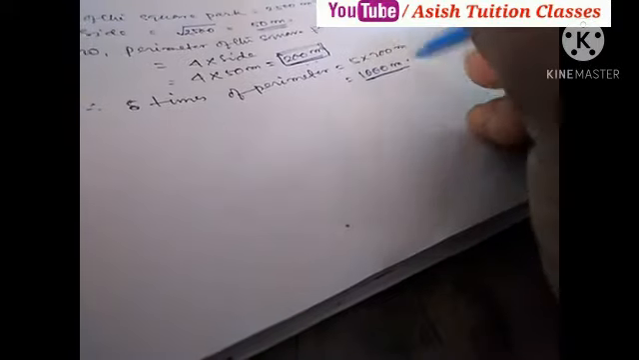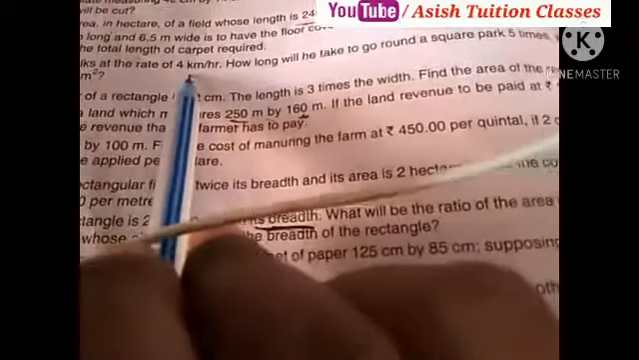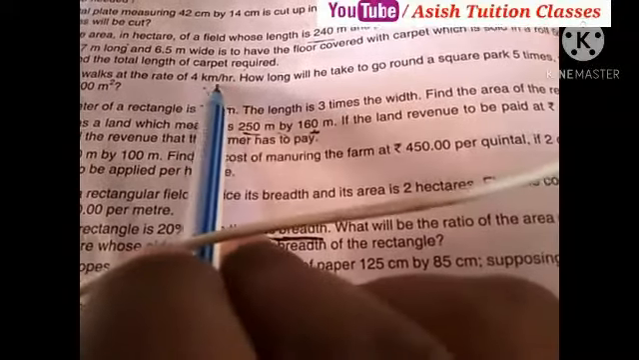It will be covered. Okay, 1000 meter will be covered at the speed of 4 kilometer per hour. This unit is kilometer, but our perimeter is in meter. We have to convert 4 kilometer into meter. Therefore, 4 kilometer per hour means 4000 meter per hour.